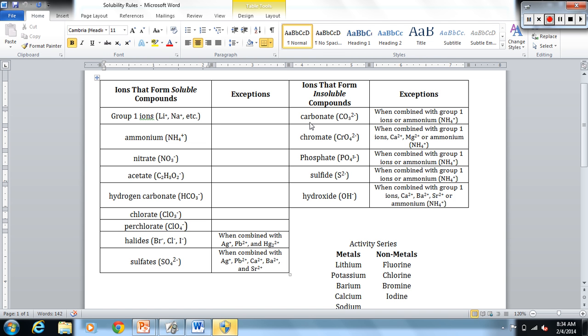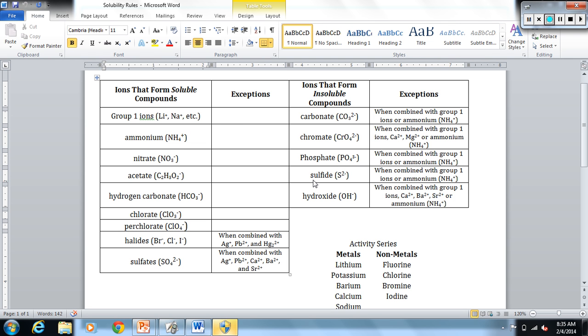So in other words, carbonates are always insoluble, except when they're combined with group 1 ions or ammonium. So notice these are all positive ions, carbonate is negative. So if carbonate is combined to a group 1 ion, like sodium, then it will be soluble because group 1 ions are always soluble. And it just has to do with the different properties that these compounds have.